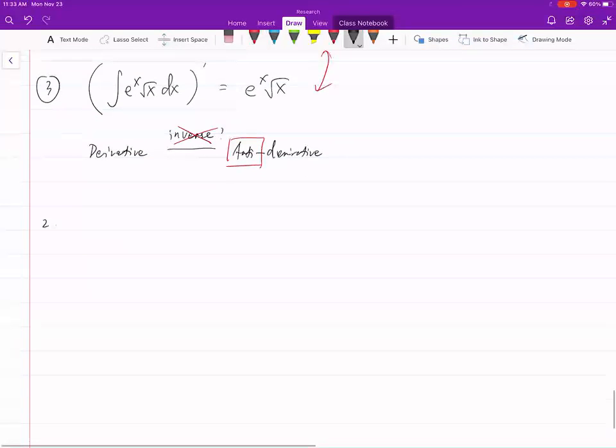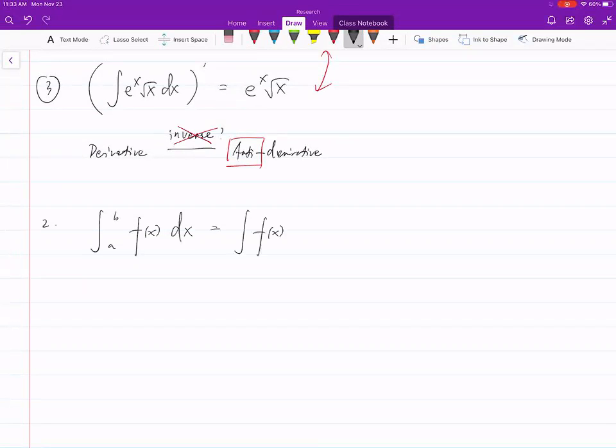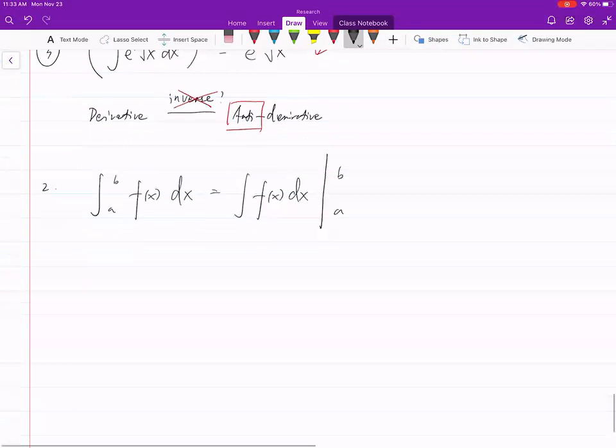Okay. Number 2. Number 2 has nothing to say. It's just this formula, which we talked about last time. Next time when you see definite integral, you just do the integral first, which will give you a function. After that, you plug in b and a. Sounds good? Okay, quick example. Integration of x minus 2 from 1 to 3.